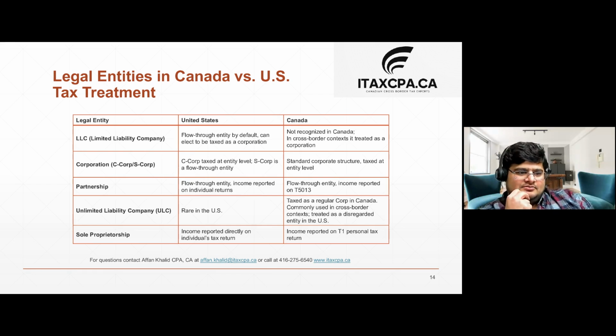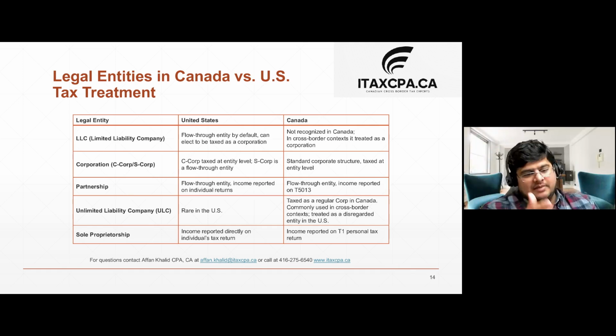Okay. And then there's something unique about Canada. Well, at least I have one thing to add here, which is the unlimited liability company, the ULC. I have very limited knowledge of the US, and I think it is very rare in the US, but from a Canadian perspective, a ULC is quite popular for flow through treatment from a US perspective.